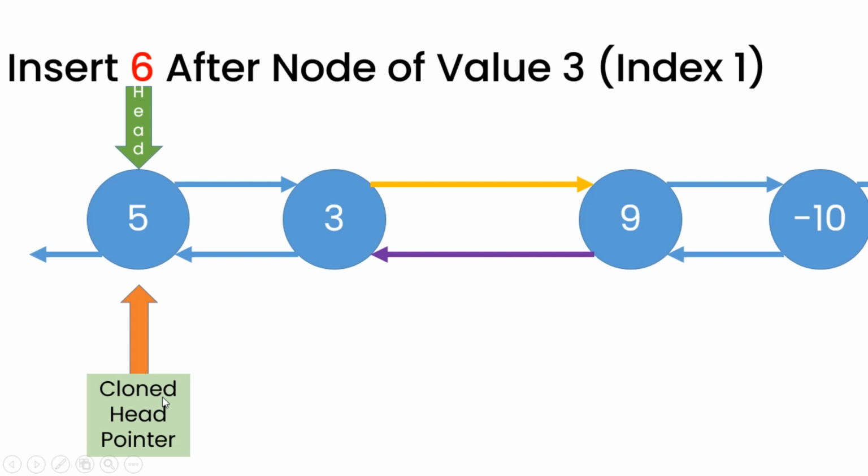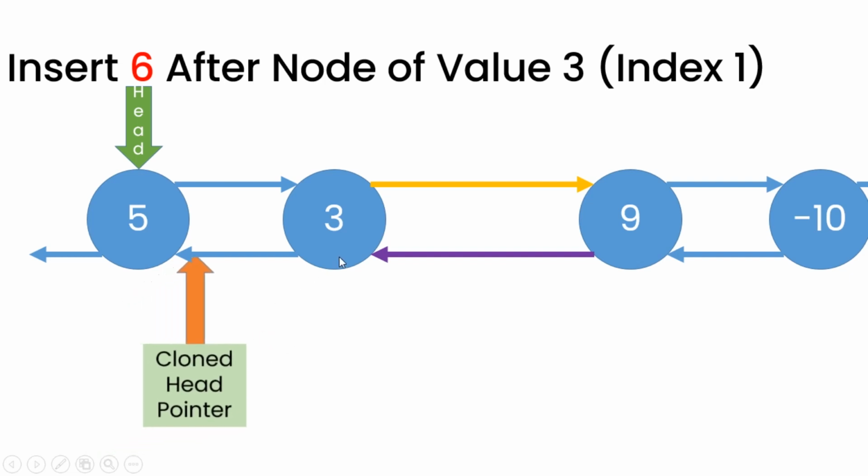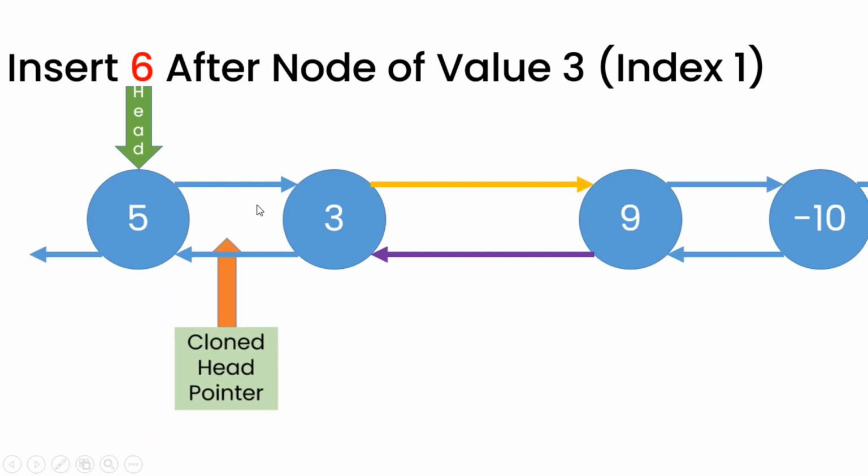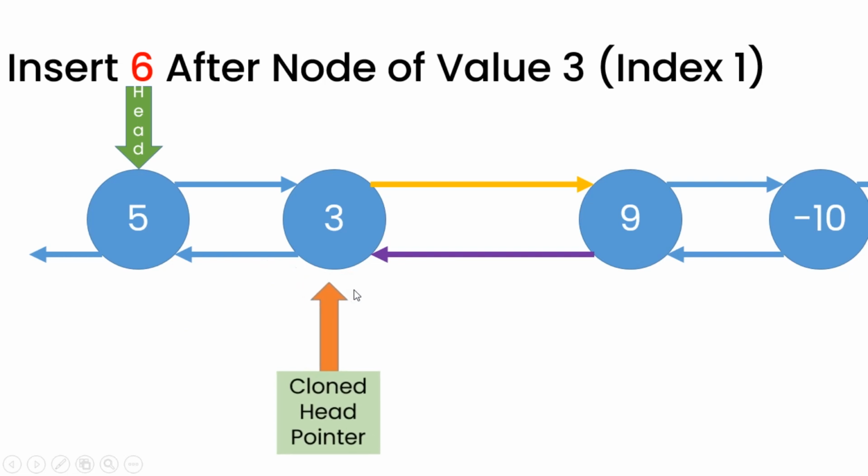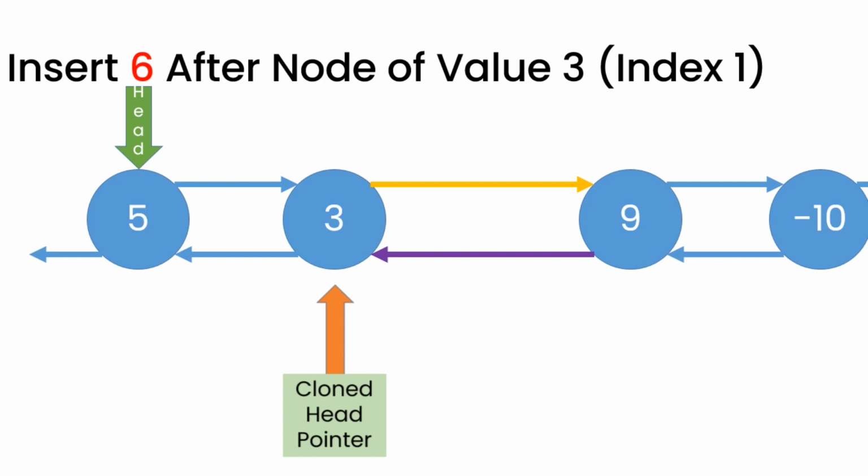After cloning the head pointer, we're gonna start by accessing the next property, so we can check the next node, which is luckily our node of value 3, and that's really great. Now we want to insert a node after this node. So how can we do this?